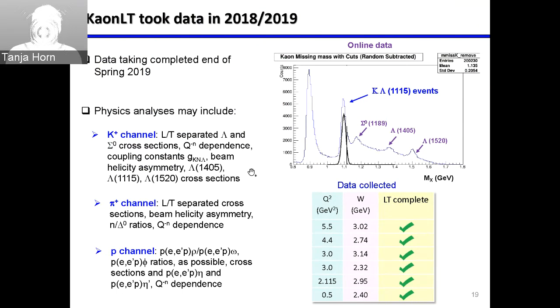But we also have data in the pi plus channels. We can do similar things there. And then even more interesting, we also have some data in the proton channel. So a lot of physics coming up from this experiment. And I guess I can only say stay tuned for interesting results.